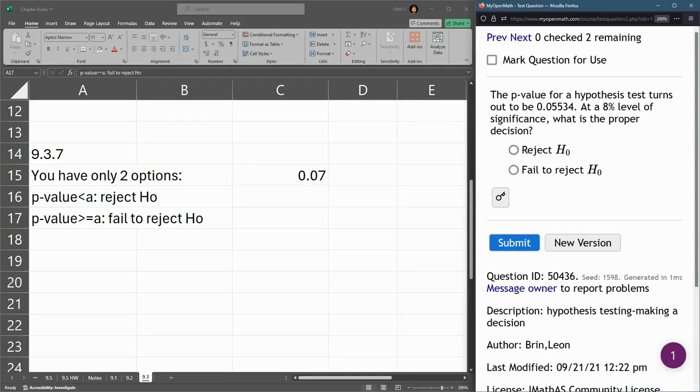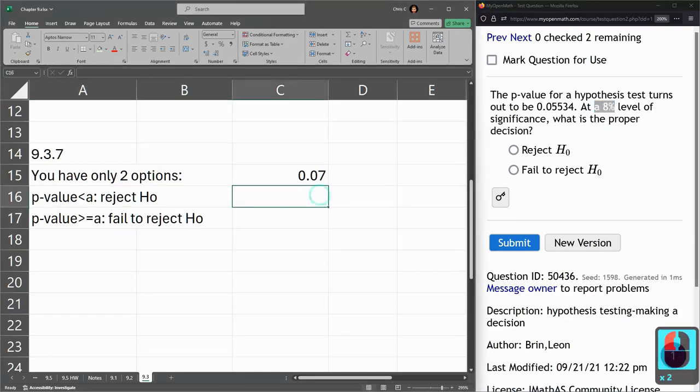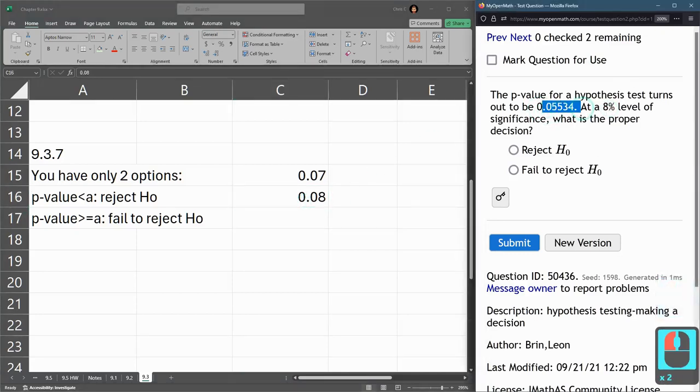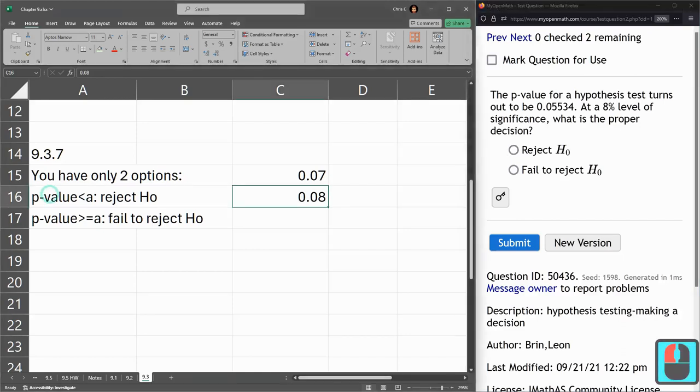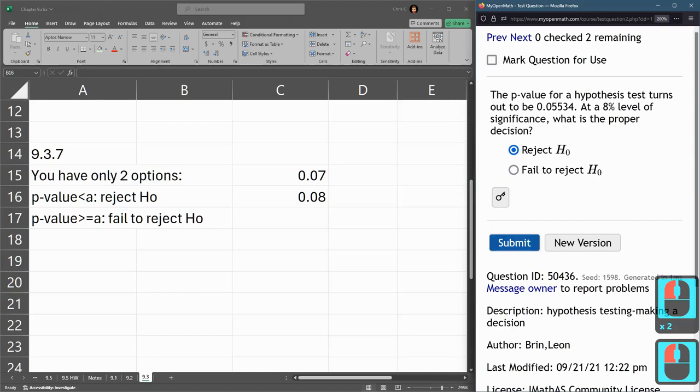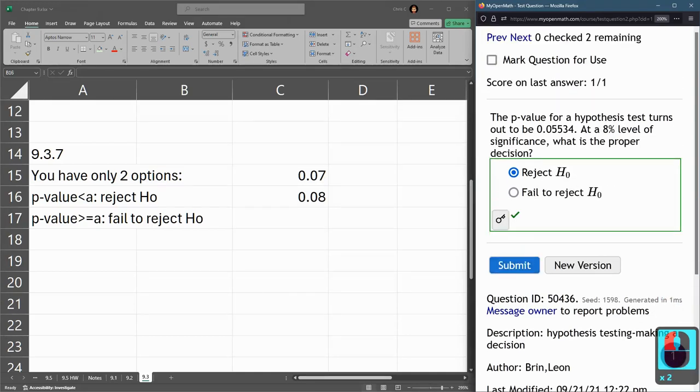So in this case, the p value is 0.55. That alpha value is 0.08. Remember, turn that into a percentage. And in this case, that alpha is higher, or the p value is lower than that alpha. So I have a small p value, so we reject H0. So that's all there is to this question.